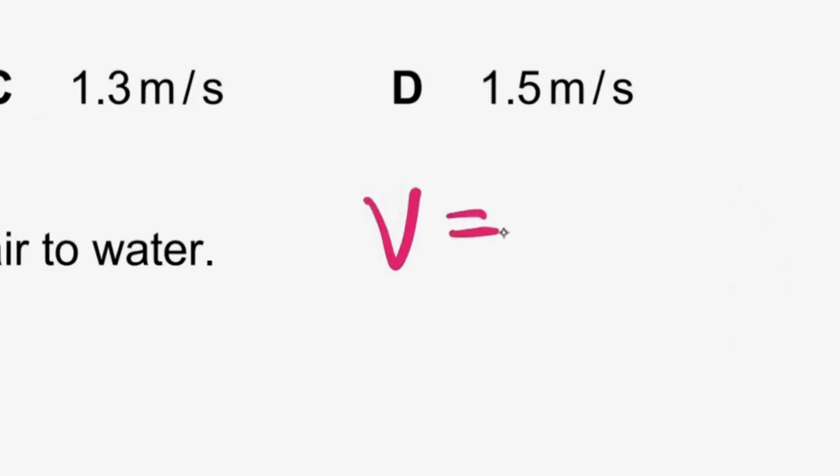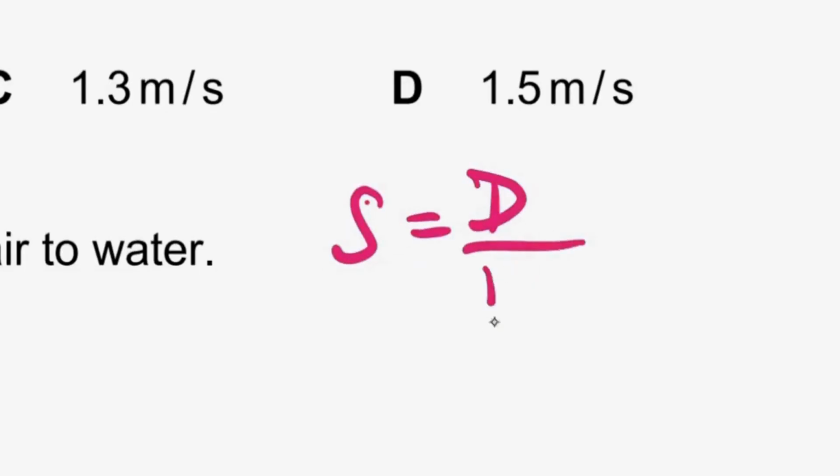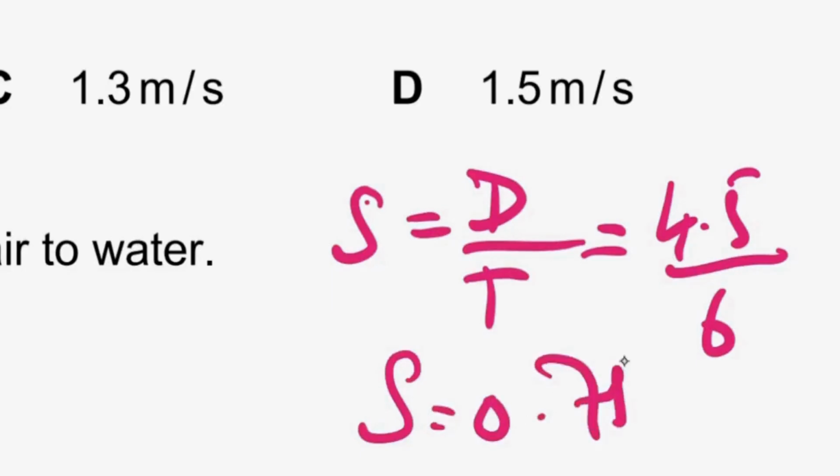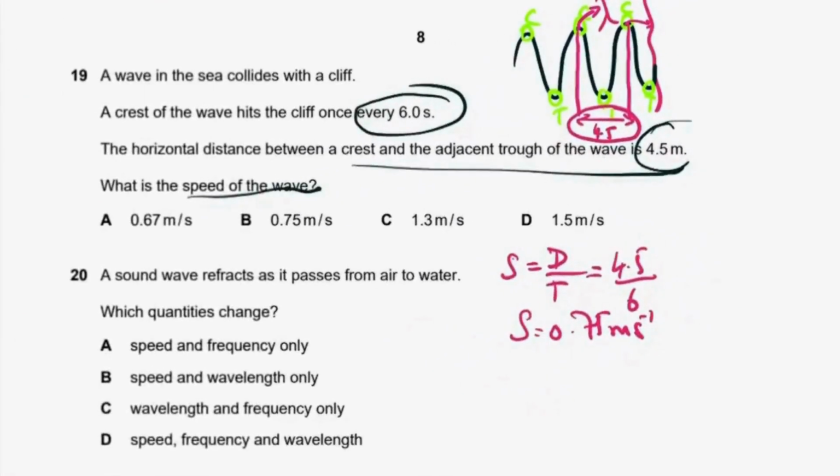So v equals f lambda, or you can just use speed equals distance upon time. Speed equals distance upon time. So the distance the wave is traveling is 4.5 meters in every 6 seconds. Okay, so if you divide 4.5 by 6, that is going to be 0.75, which is 0.75 meters per second. Okay, so the right option is option B.